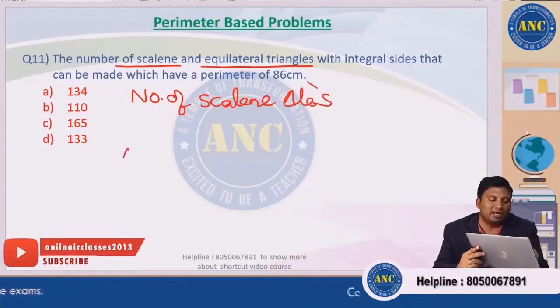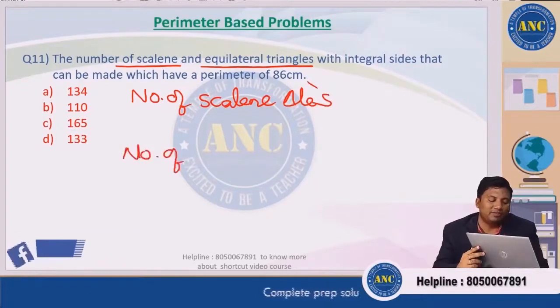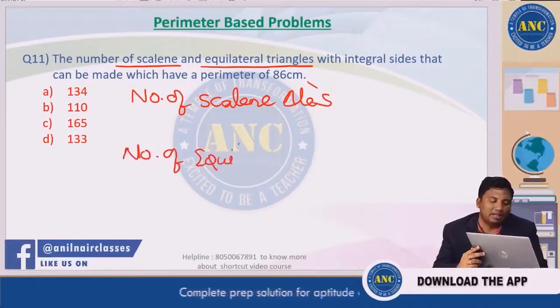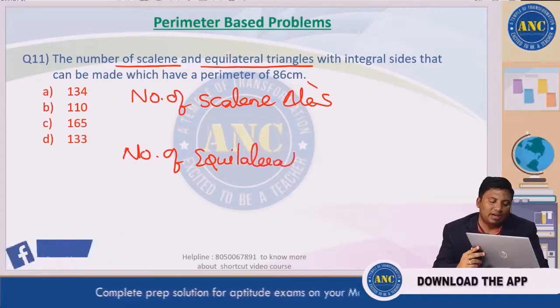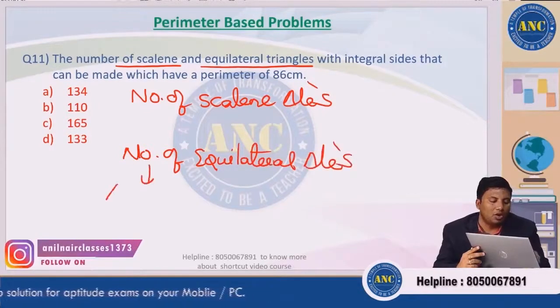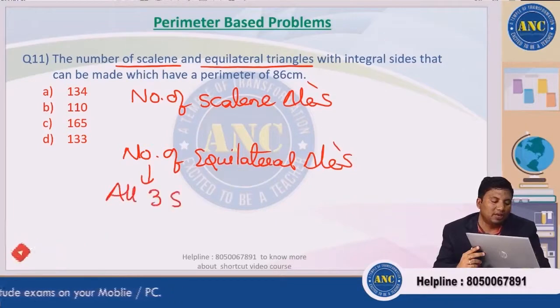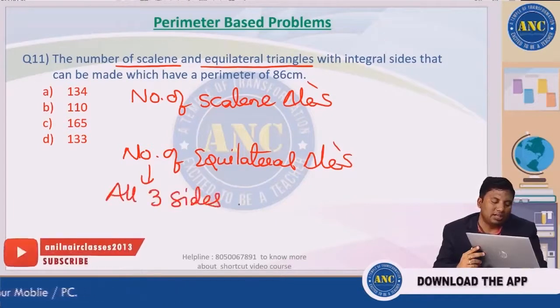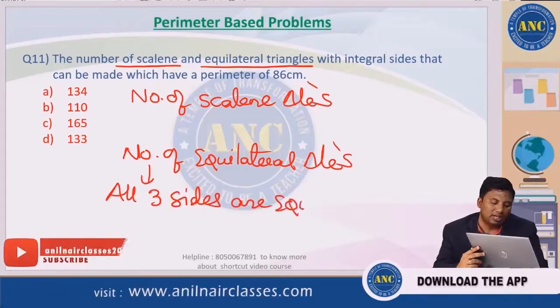Number of scalene triangles and number of equilateral triangles. What do you mean by equilateral triangle? It means all the three sides are equal.